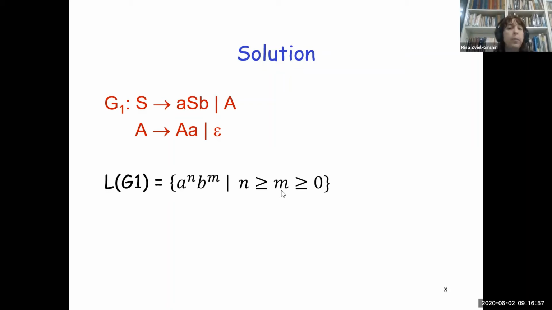And both N and M can also be 0, since I can use S derives A and then A derives epsilon. Therefore, we know that M can be greater or equal to 0. Equality to 0 should not be missed. Any questions?